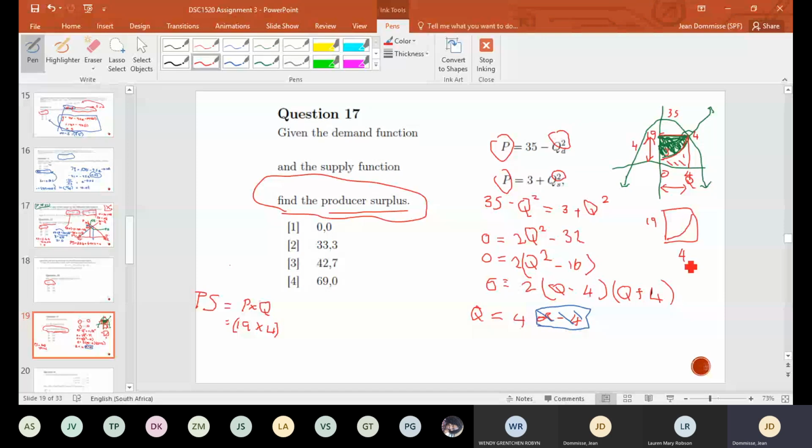And then we say, okay, but let's subtract that part, and that is by doing the integration. So let's look at that. It is from 0 to Q. Remember, Q is 4.